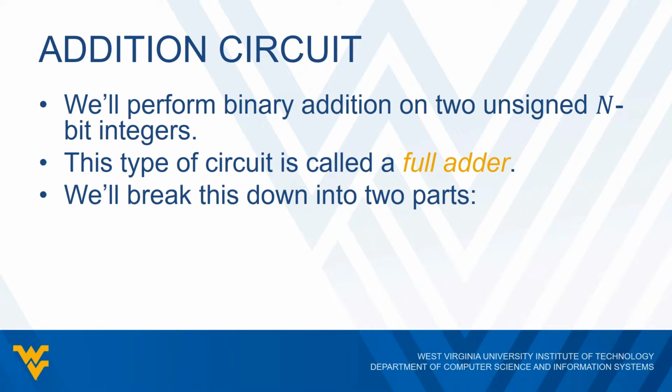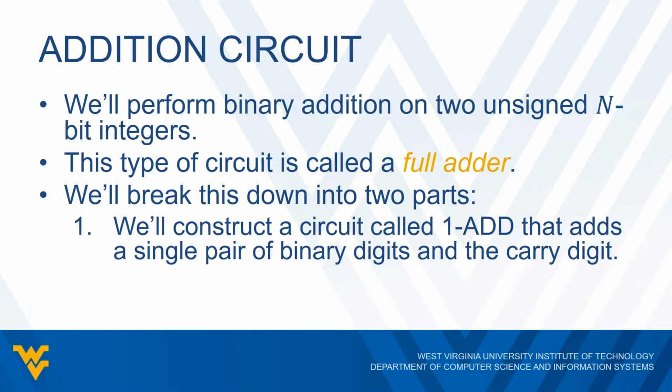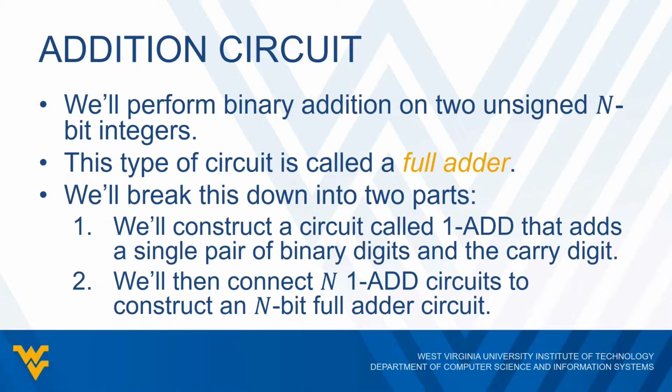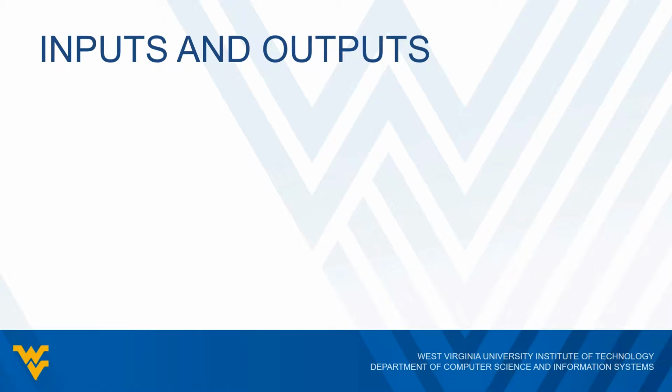The way we're going to do this is break it down into two parts. The first part is that we're going to construct a circuit called one add. What this does is it just adds a single pair of binary digits and the carry digit. That's all. It's just going to be a circuit that deals with a single set of respective binary digits for the two numbers. The second part is that we'll connect all of the one add circuits. There'll be n one add circuits because we have one for each digit of our numbers, and we'll construct an n-bit full adder circuit.